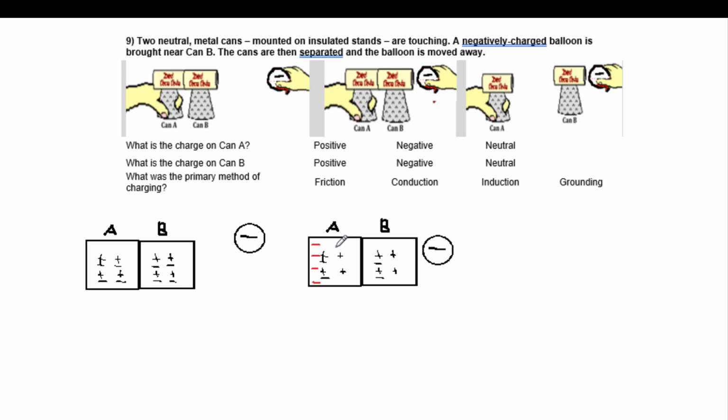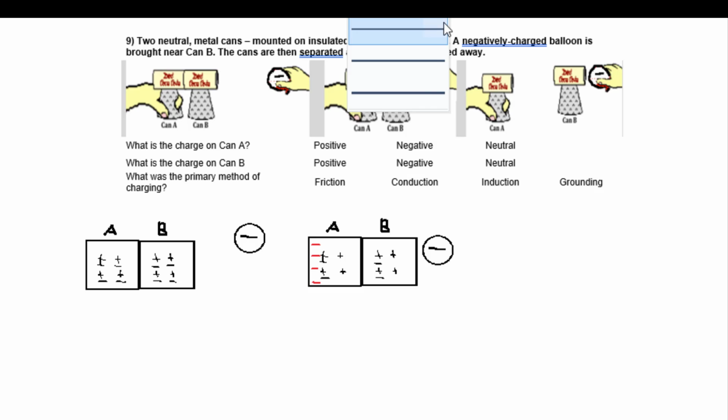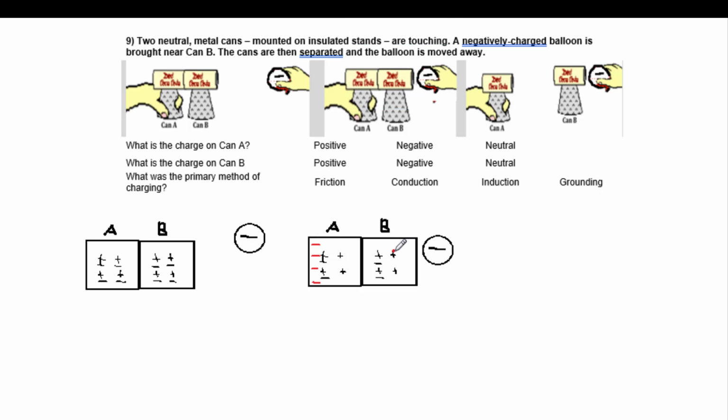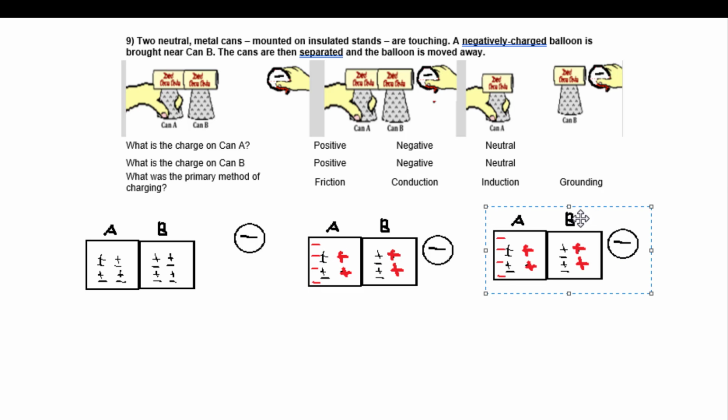So they've lost their electrons, and now we have some positive charges because the electrons left the protons. So here the protons, remember, cannot move, but the electrons can. So these are left as positive charges. The electrons are over here. At this point, can A and the cans are separated.